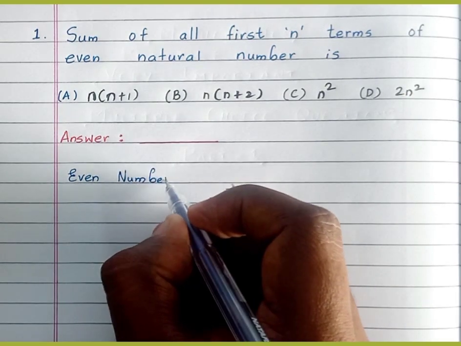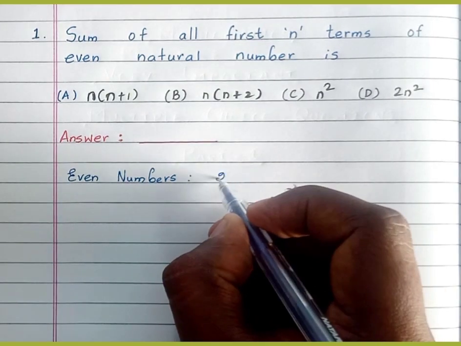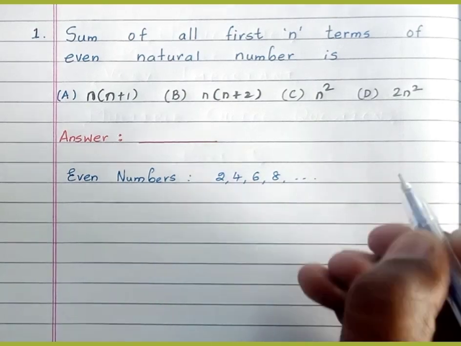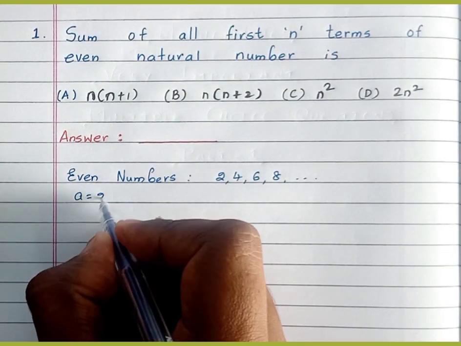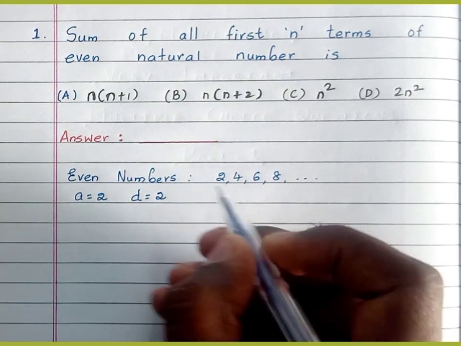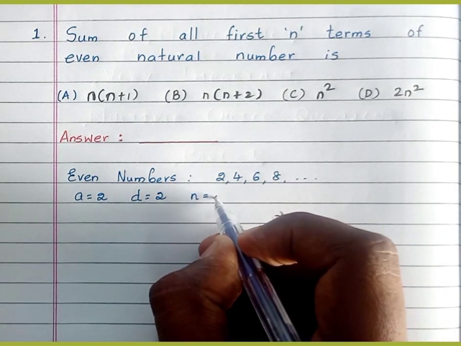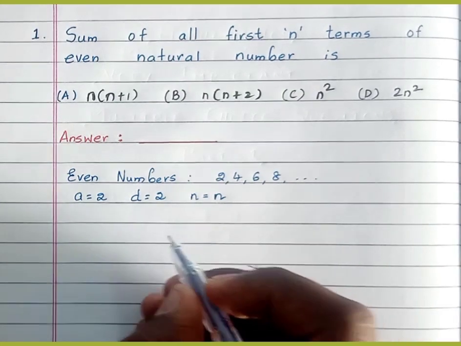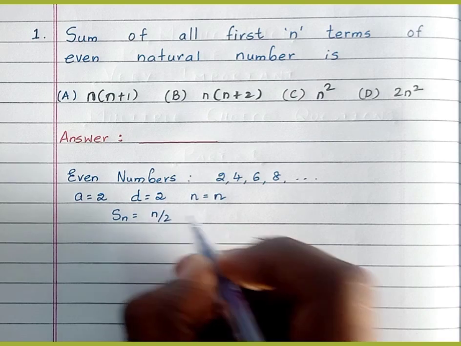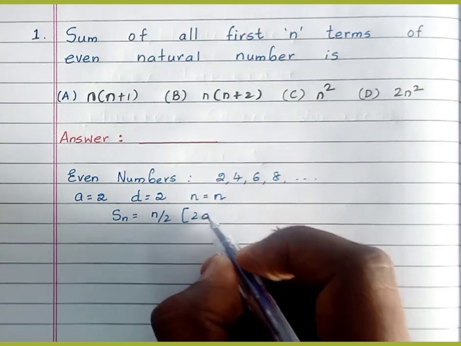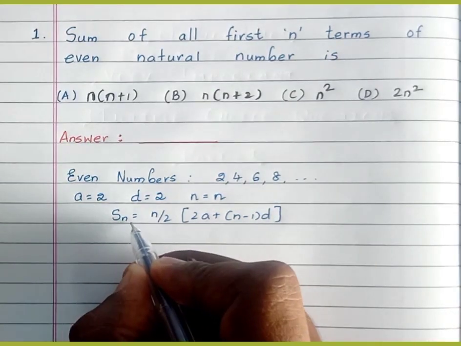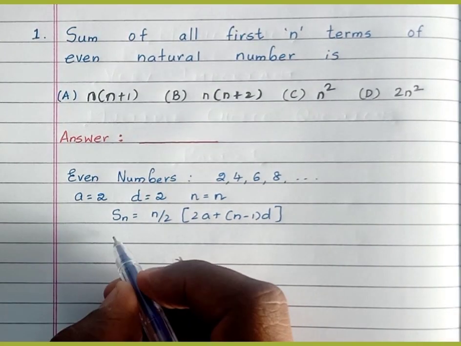2, 4, 6, 8 and so on. This list of even numbers is in AP. Therefore, the first term a equals 2, the common difference d equals 2, that is 4 minus 2 or 6 minus 4 or 8 minus 6, then n equals n. Therefore, the sum of n terms of an AP is given by the formula Sn equals n by 2 into 2a plus n minus 1 into d.